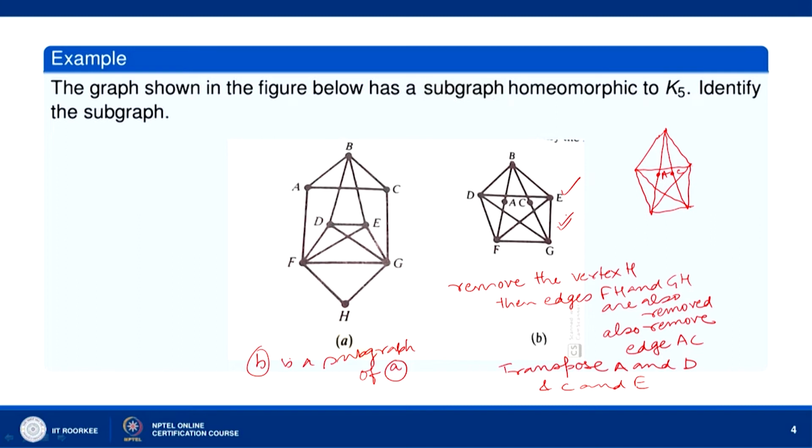Okay, and we know that K5 is a non-planar graph. Okay. So, this graph is a subgraph of this graph. Okay, and moreover, this is homomorphic to K5, and therefore, the given graph A has a subgraph which is homomorphic to K5, and so the given graph is non-planar. The graph in A is a non-planar graph.